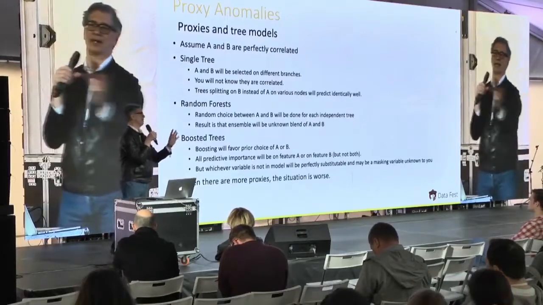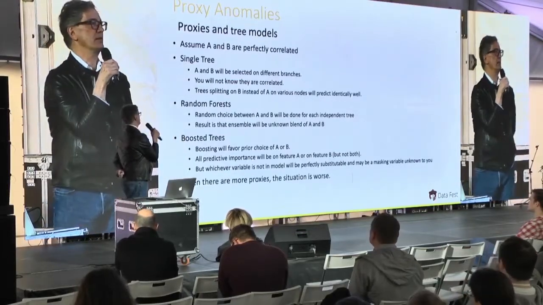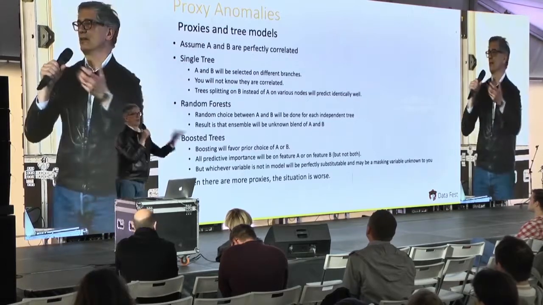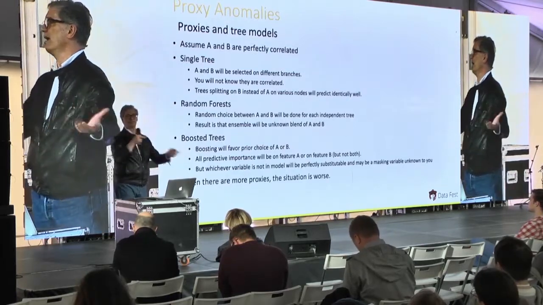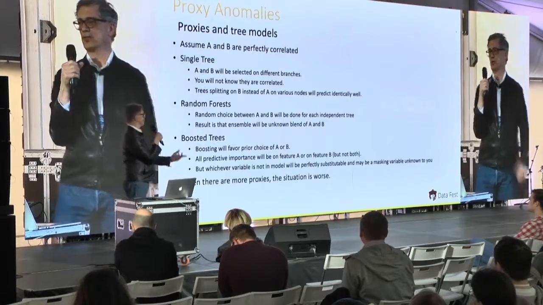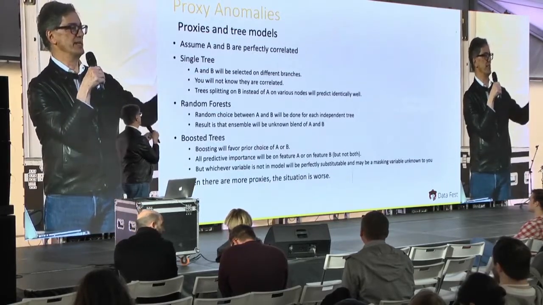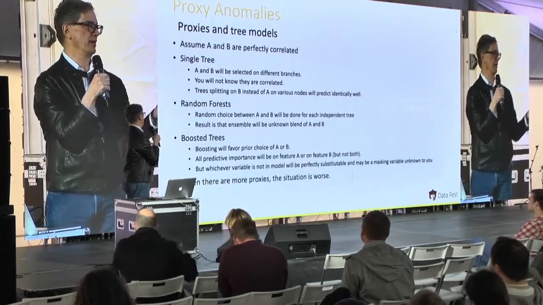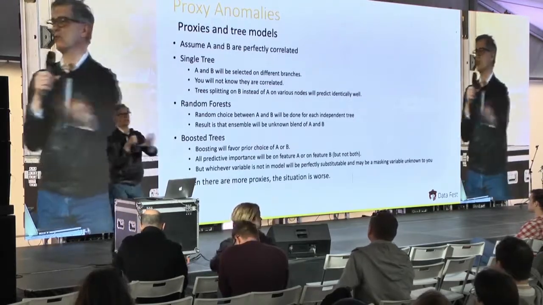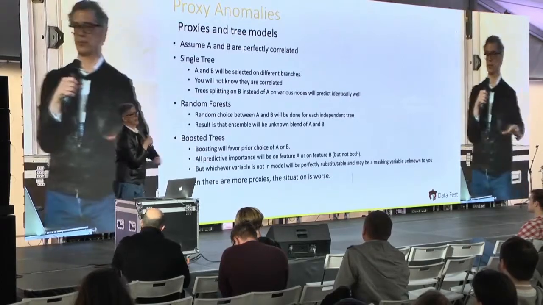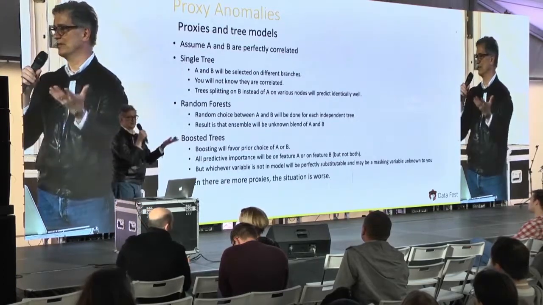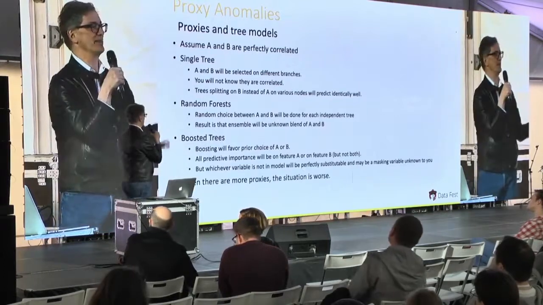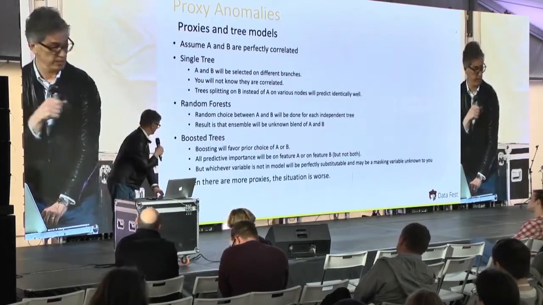For random forests, each tree that's generated is independent because of the way it works, but the final result is going to have an unknown blend of A and B, which are presumably pointing to a common underlying variable that you weren't even aware of. Boosting can help here, because it will only favor A or B. So when you get a boosted tree, it's going to work pretty well. But the problem is, which one it picked was arbitrary. At least it's not blending them.